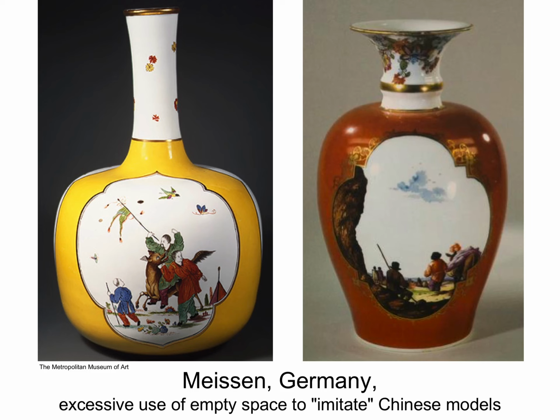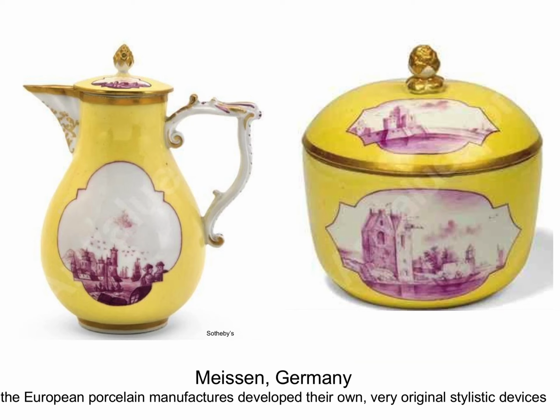So often on examples from European factories like those two examples from Meissen, in order to emulate the use of empty space in Asian wares, they would use an excessive amount of it to make a reference with Asian prototypes. But that excessive use of empty space to imitate Chinese models, again, as I've demonstrated earlier, is never convincing and is actually quite awkward, although it does often make it very charming and specifically interesting for that reason alone.